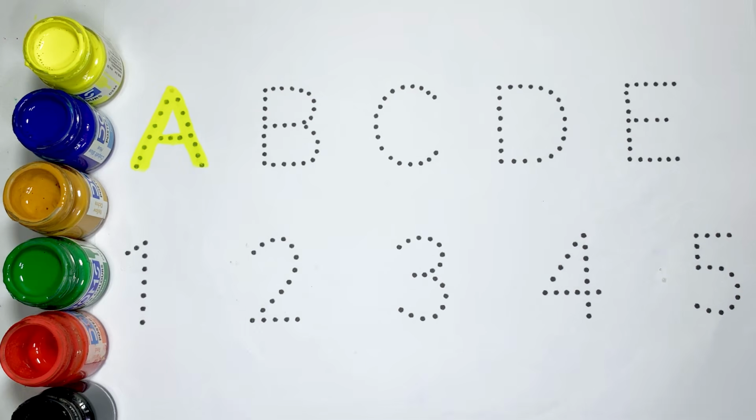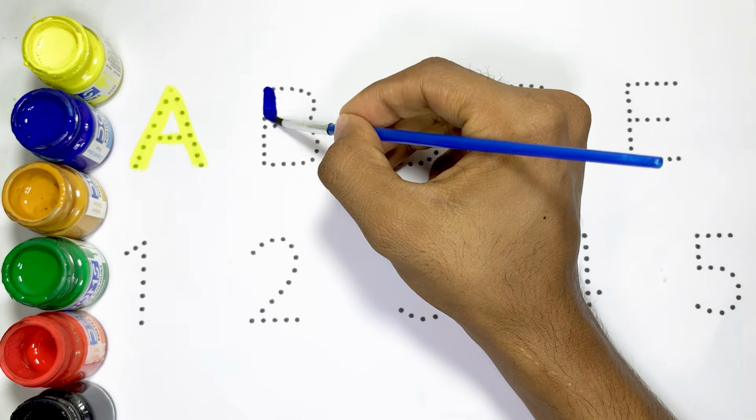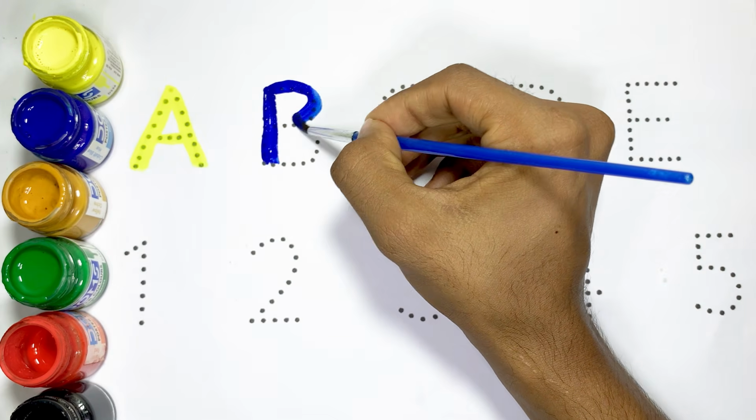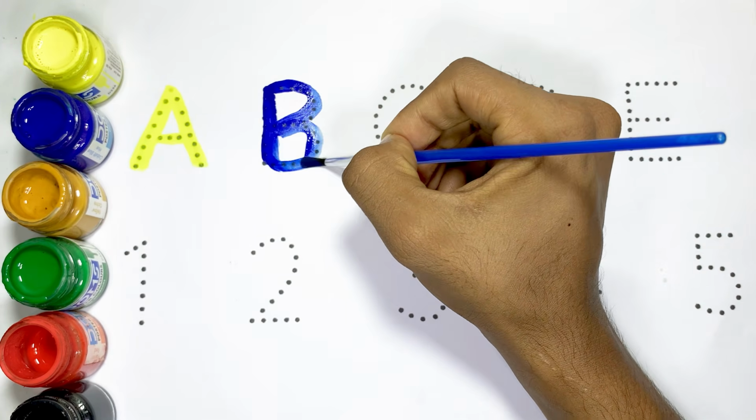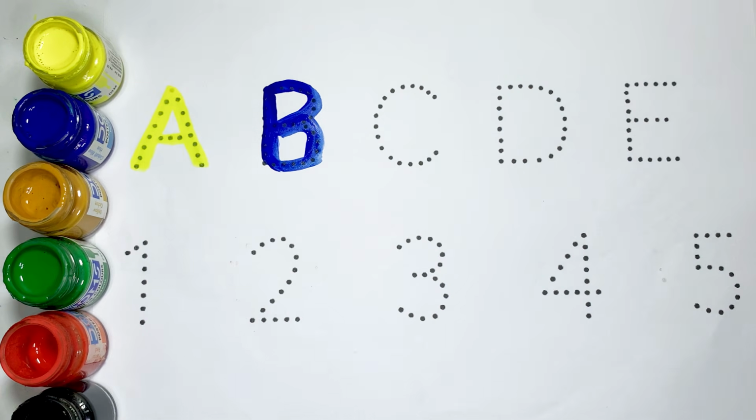So kids, now you draw B and use blue color. B for ball, B for bat.